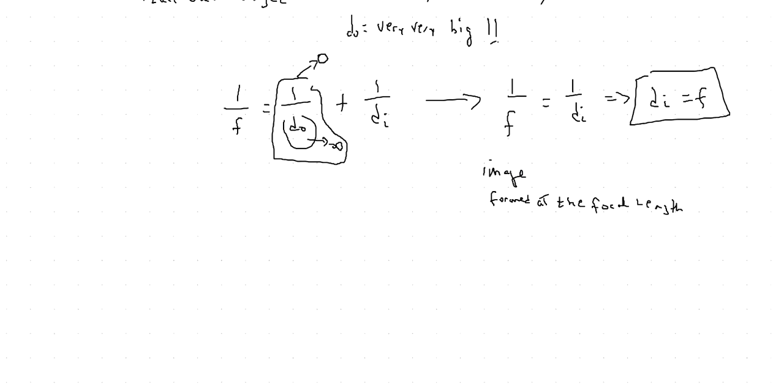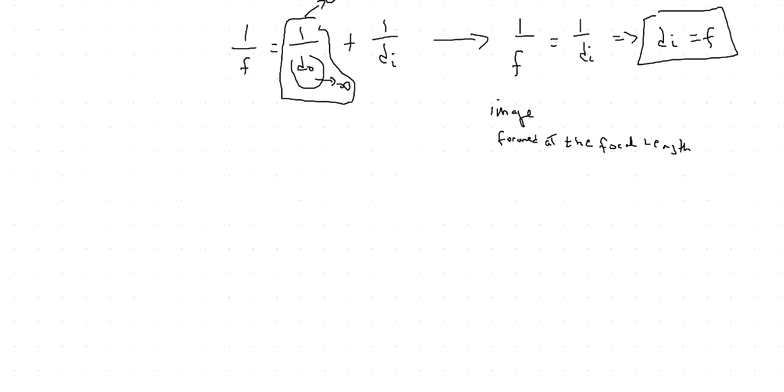All right. In the lab write-up, what they want to do is they want to get the focal length of a lens. Now, if you're in lab and you want to get the focal length of this lens, one thing you can do is you can put the object far away.